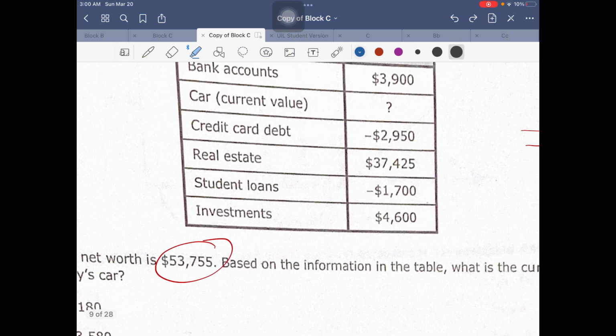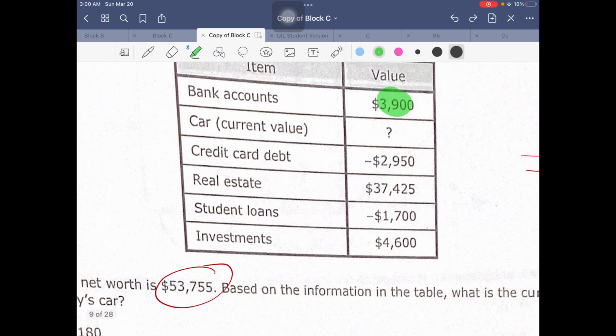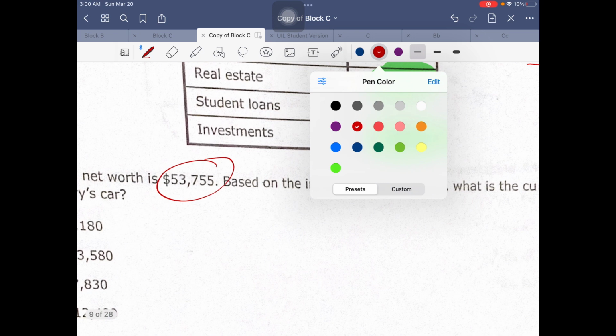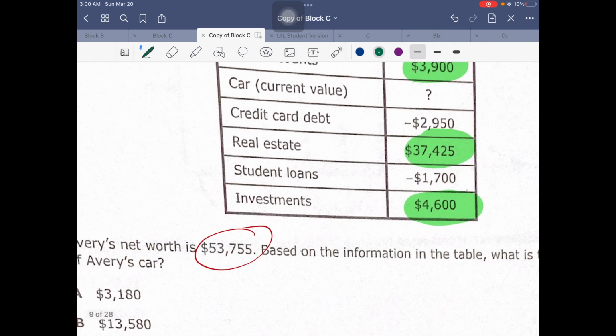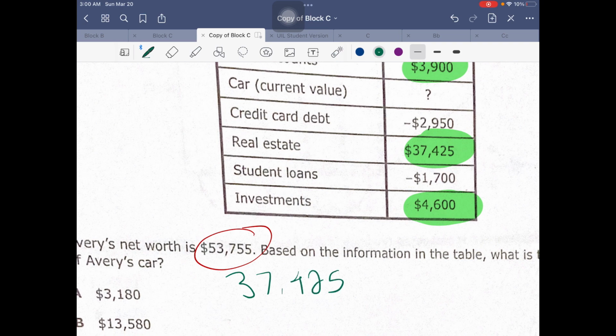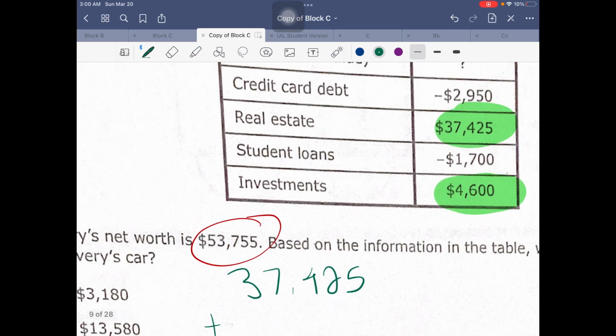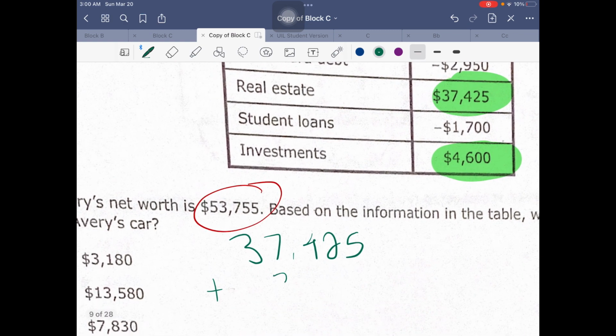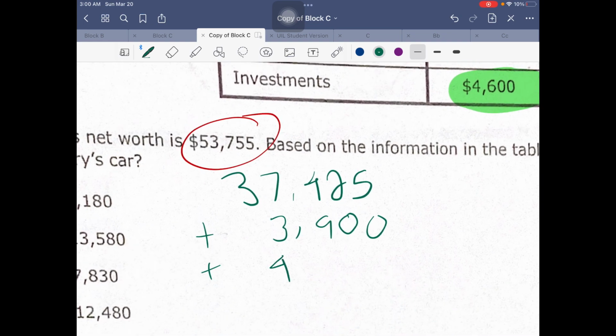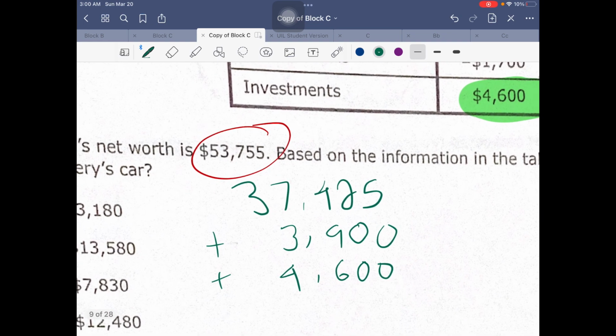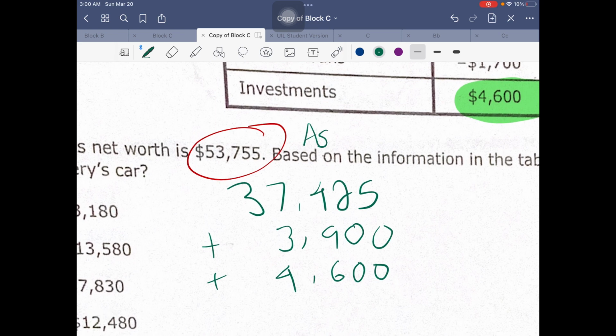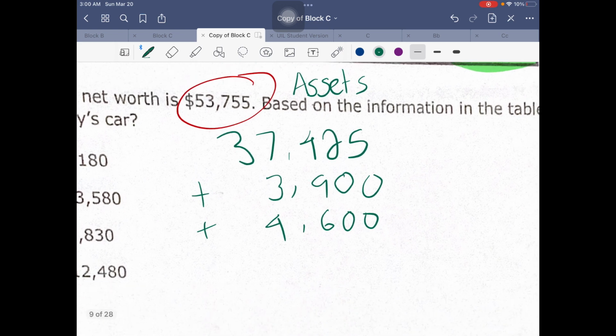Now, let's go ahead and highlight these in green because they're positive numbers. What I'm going to do with them is I'm going to combine the ones that are positive. For right now, I have 37,425 plus 3,900 and 4,600. This would represent assets, right?